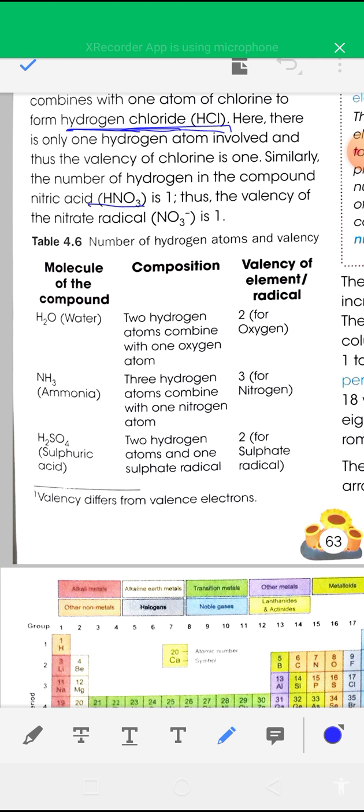Here are some examples of number of hydrogen atoms and their valency in this table 4.6. It is showing the number of hydrogen atoms and valency. In water, as I have told, 2 hydrogen atoms combine with one oxygen atom, so the valency of oxygen is 2. In ammonia, 3 hydrogen atoms combine with one nitrogen atom, so the valency of nitrogen is 3. In sulfuric acid, 2 hydrogen atoms are combined with one sulfate radical, so the valency of the sulfate radical is 2 in H2SO4.